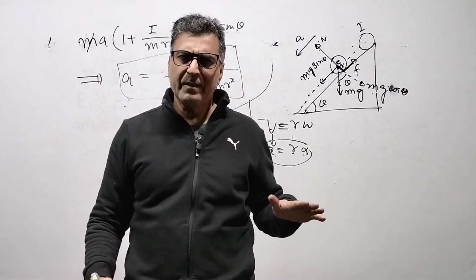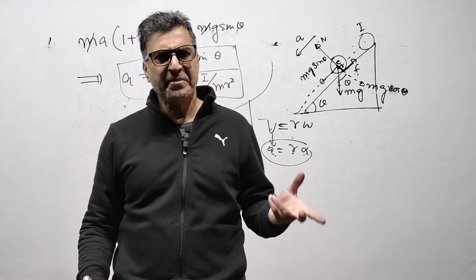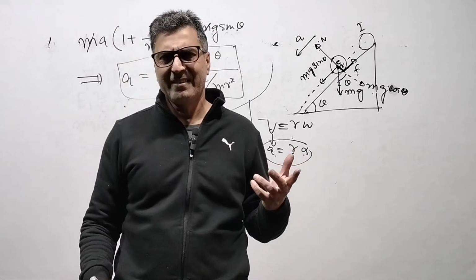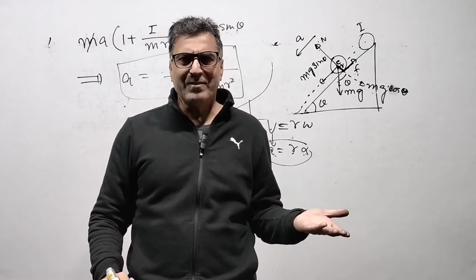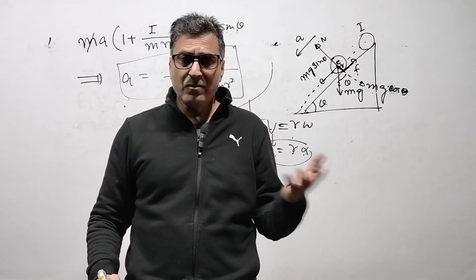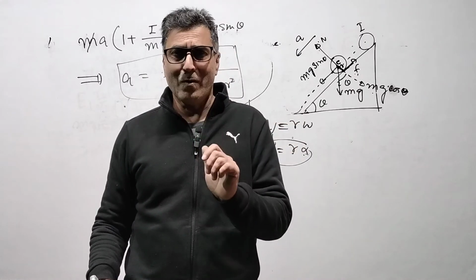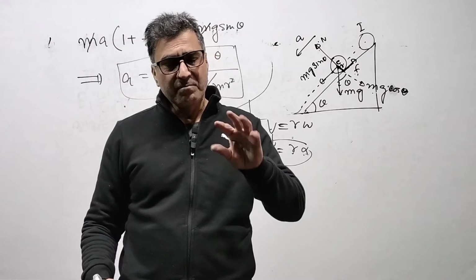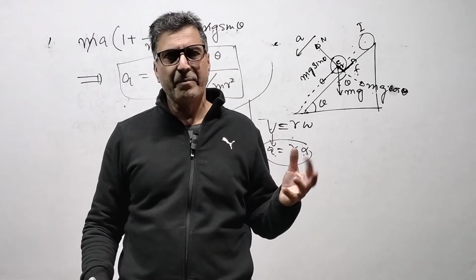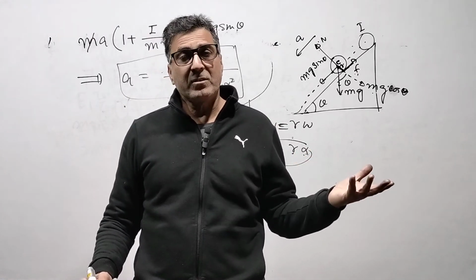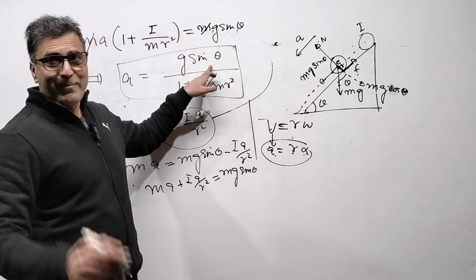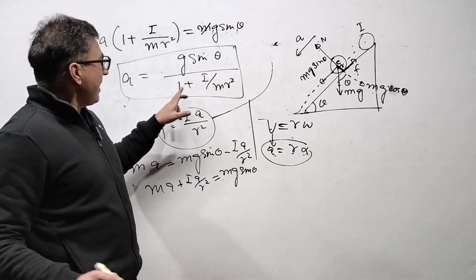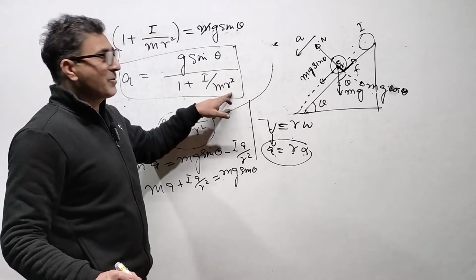When a body rolls down the incline, it may be a cylinder, it may be a sphere, a disc, or a ring. What is the acceleration along the plane down? g sin theta, as you already know. But now, if it's a rolling body, maybe a ring, a sphere, a disc, a hollow cylinder, a hollow sphere, then what you have to do? g sin theta remains there as it is. Divide करना पड़ेगा 1 plus I by mr square.